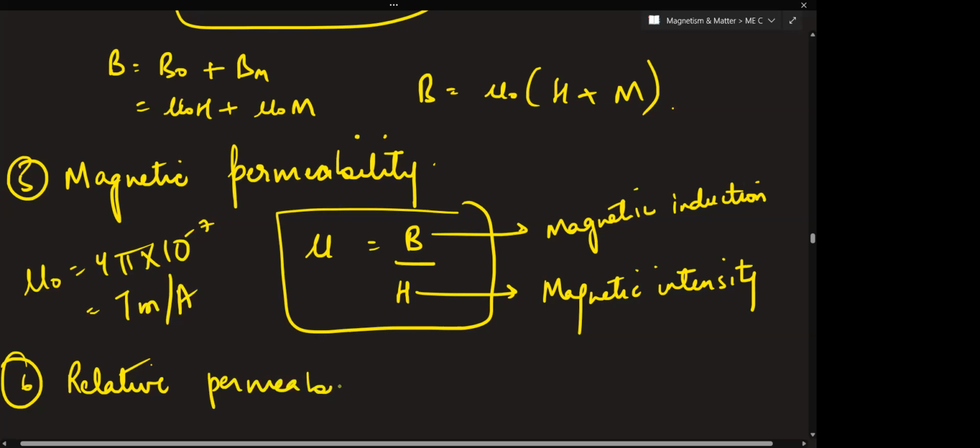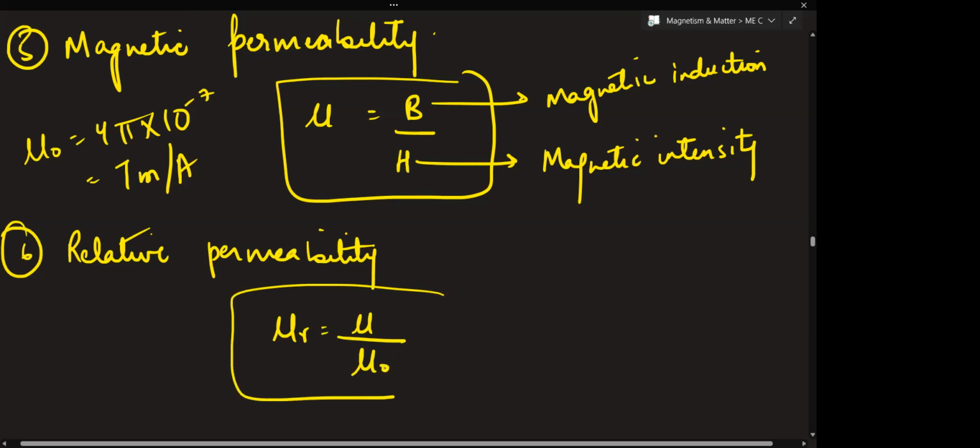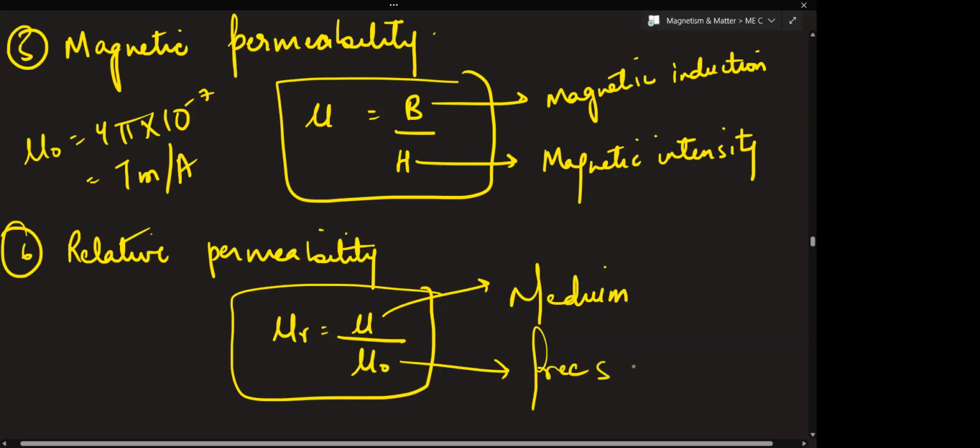Now, relative permeability means when you are comparing it with some other media. The way we had relative permittivity, similarly relative permeability will be mu divided by mu naught. This is for free space and this is for a medium.